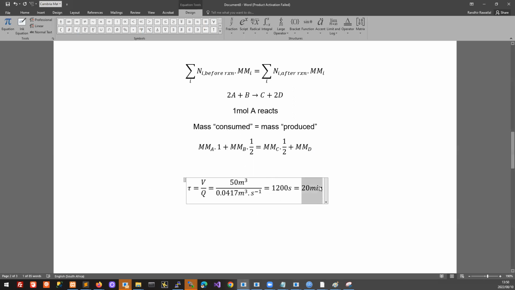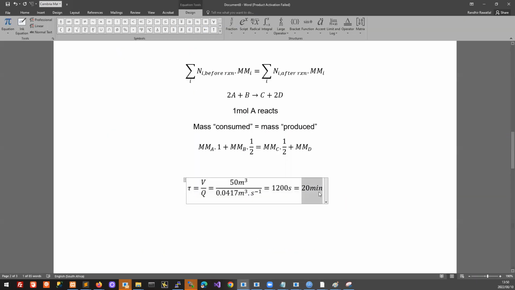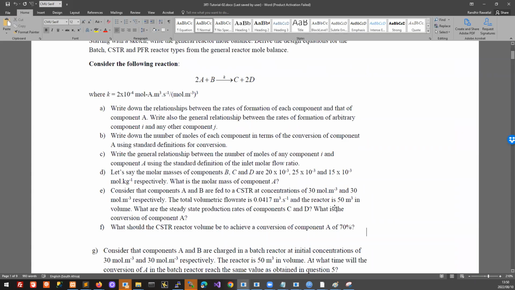It's always useful to think about, do these numbers make sense? How realistic is this process? So 50 cubic meters, by the way, is a fairly standard size reactor. And 20 minutes, it's a little bit fast, but not unthinkable. So this seems okay.